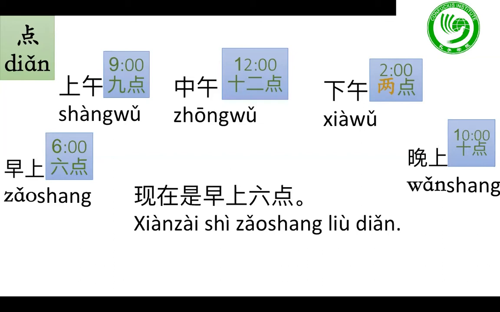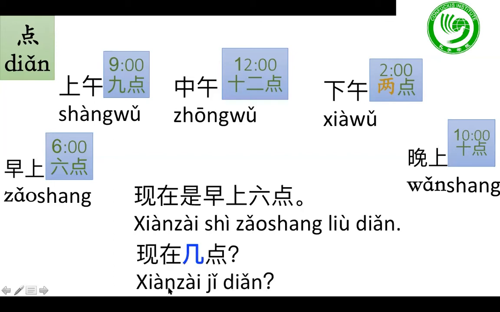Now how to say right now it is 6 a.m. in the morning, in the early morning. How to say this sentence? 很好，请你读。很好。If we want to ask, what time is it? What do we say? What time is it now? 现在几点？Remember this 几：你家有几口人？How many family members in your family? And now it is 现在几点？What time is it now?